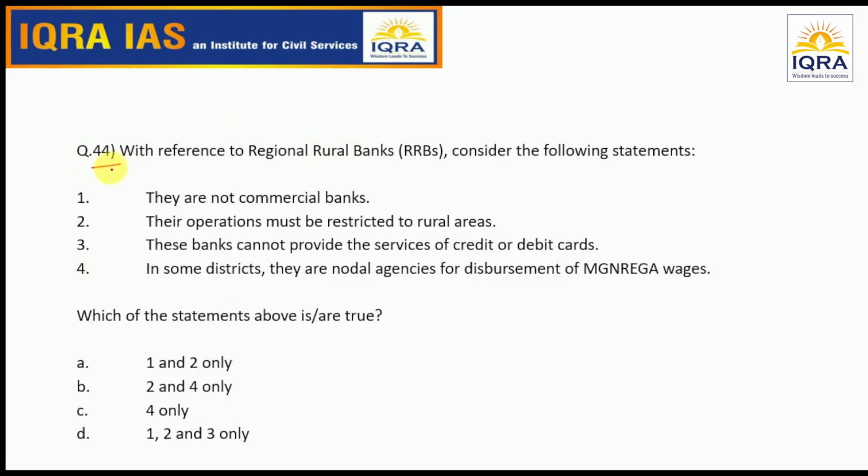Question number 44 is with reference to RRBs. Consider the following statements. They are not commercial banks. Yes, they are not commercial banks. Their operation must be restricted to rural areas. Yes, obviously when the word rural is there. These banks cannot provide service of credit or debit cards. Yes, they cannot. In some districts, they are nodal agency for disbursement of MGNREGA wages. No, because this is only done through commercial banks, scheduled commercial banks.